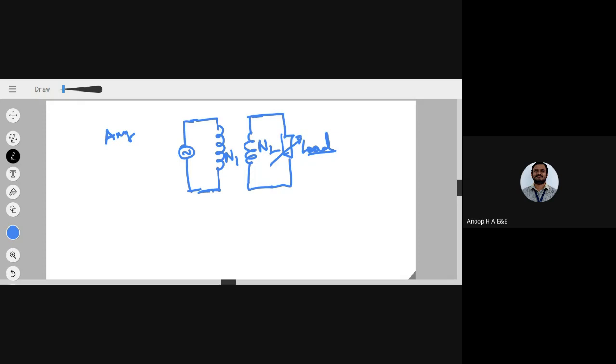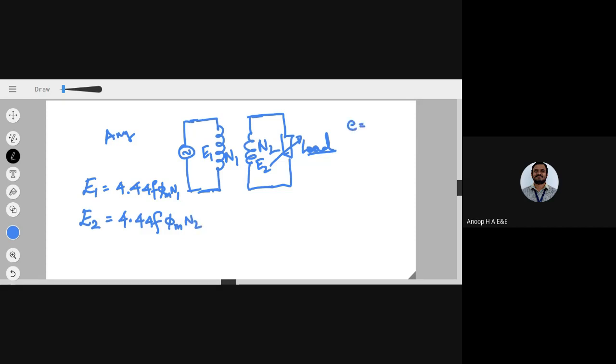Now you will have these EMF expressions E1 and E2 that have been developed. E1 is written as 4.44 into f into phi m into N1, and E2 would be equal to 4.44 f phi m into N2.